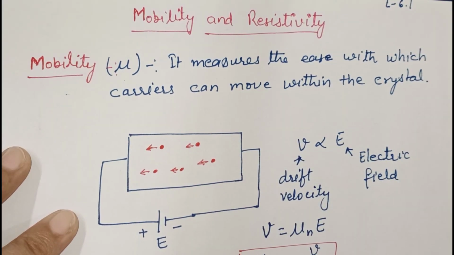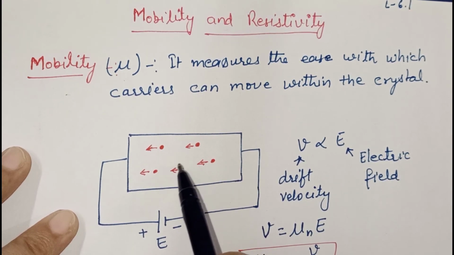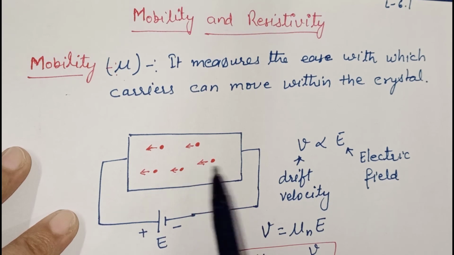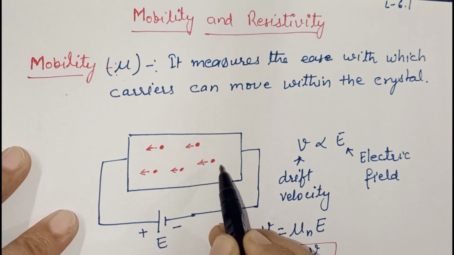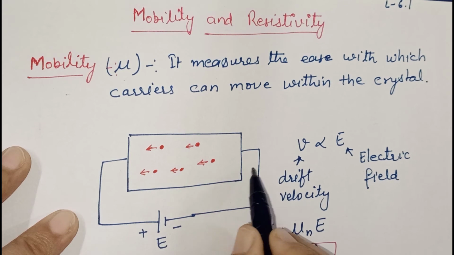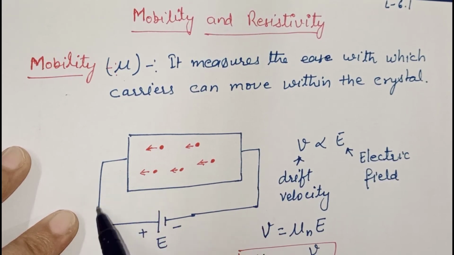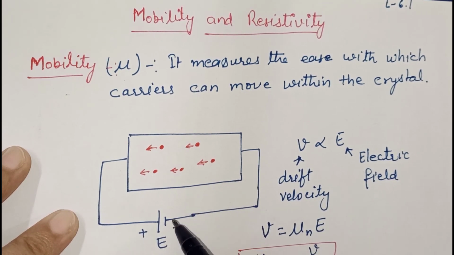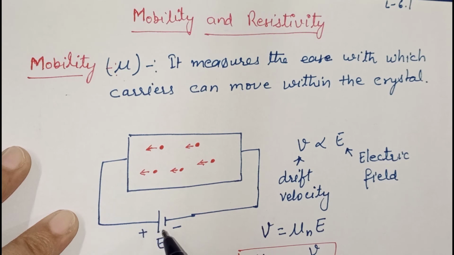Now we will derive the equation for mobility. Let it be an N-type semiconductor. It has electrons as majority charge carriers. If we do not connect an electric field, they move randomly in the crystal lattice. Then if we connect an electric field across this N-type semiconductor, these electrons start to move towards the positive terminal of the battery. So this electric field makes these electrons drift towards the positive terminal of the battery.